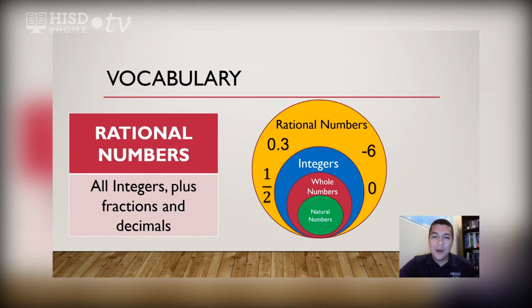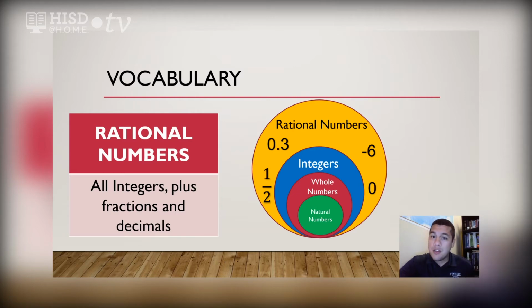Now you're going to draw an even bigger circle, and this set is going to be called rational numbers. And rational numbers contain all integers, plus it adds decimal numbers. It could be 0.2, 0.3, it could be 3/4, or 1/2.